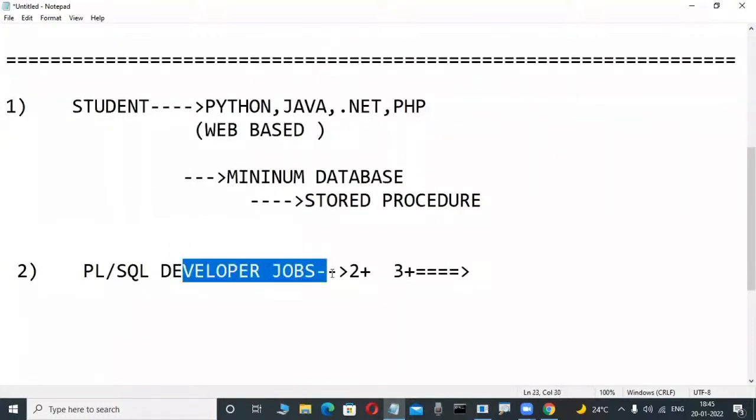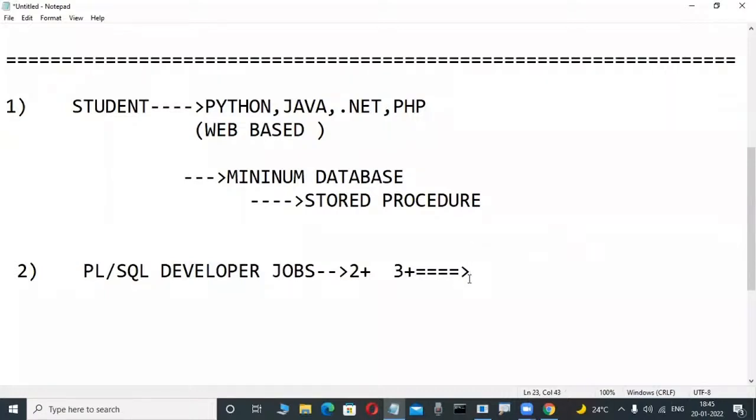So many fellows are learning this course from me. Actually, I'm a senior PL/SQL developer, that's why I have in-depth knowledge. I'm teaching only PL/SQL. These persons who are struggling in job searching learn PL/SQL thoroughly from me, especially the concepts. I'm teaching in-depth knowledge, including what is asked in interviews. Those persons apply for PL/SQL developer jobs.